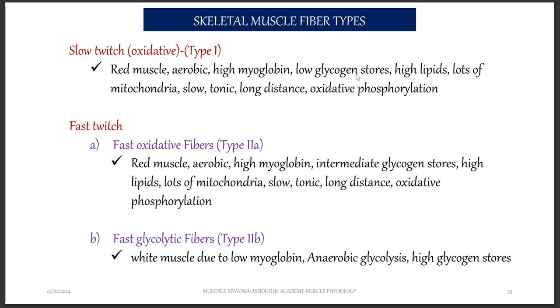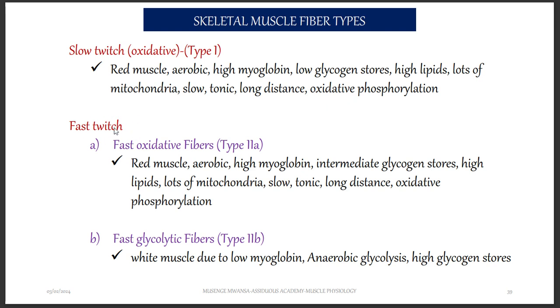They have got low glycogen stores, meaning even if you have low glucose that has been stored in glycogen, they have high lipids, they can utilize lipids, and they have got a lot of mitochondria. The mitochondria here will be used for different processes like beta oxidation. Okay, so there is oxidative phosphorylation. That's why we have got the mitochondria.